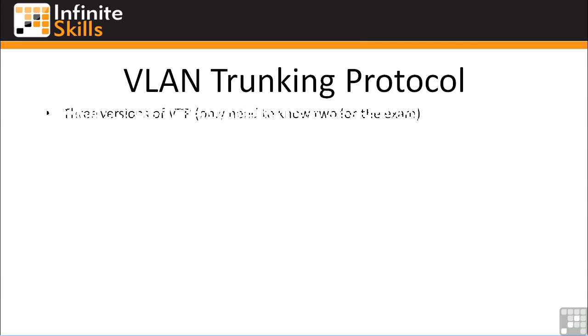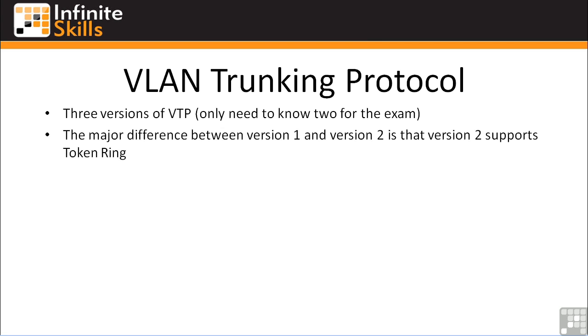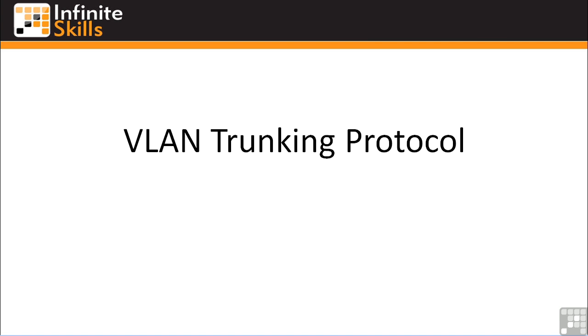And last but not least, we'll talk about the 3 versions of VTP. There are actually 3 versions of VTP. Most modern switches only support 2 versions of VTP, and you really only need to know about versions 1 and 2 for the exam. The major difference, and pretty much the only difference between version 1 and version 2, is that version 2 supports token ring. So for most situations, version 1 will work fine. There are a few minor differences between version 1 and version 2 that we'll get into on the next video, but honestly they're so minor as to be pretty inconsequential. So we'll get into that next, but for now, that concludes our overview of the VLAN trunking protocol.